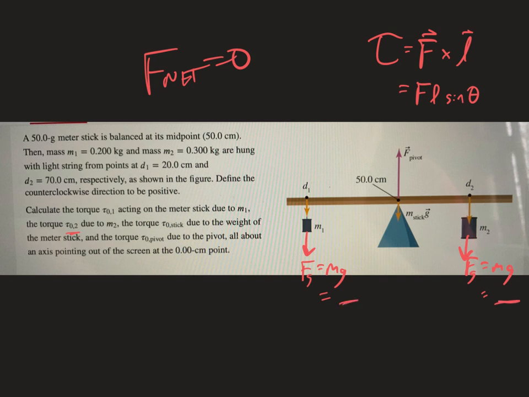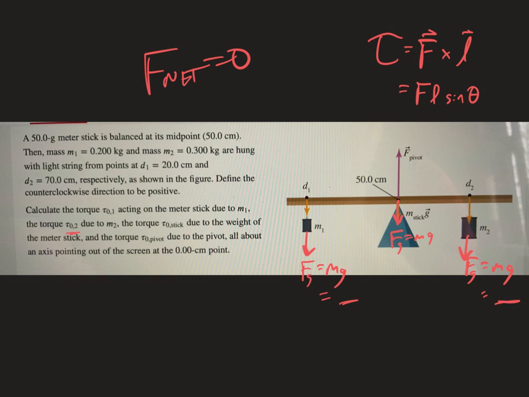We're also given the mass of the meter stick, and the meter stick's center of mass is right there in the center. So it's going to have a downward force acting right there at the center, and we can calculate what that is too, because we're given its mass, the mass of the meter stick, times g. So we're going to get values for each of those numbers.